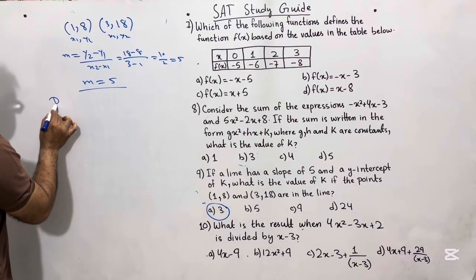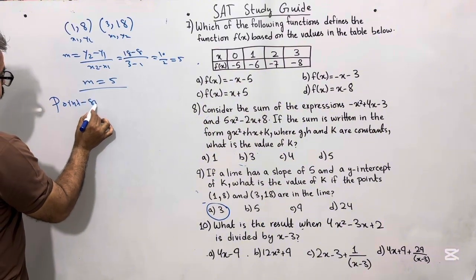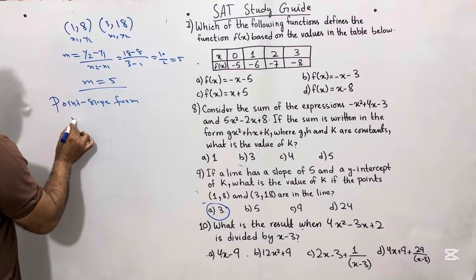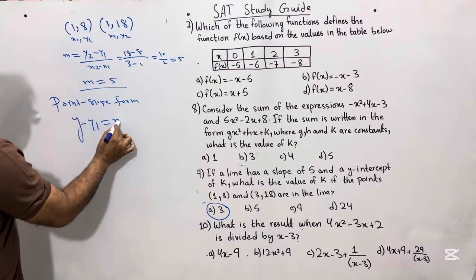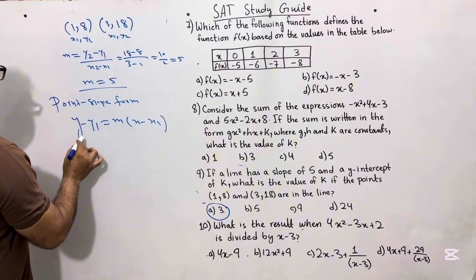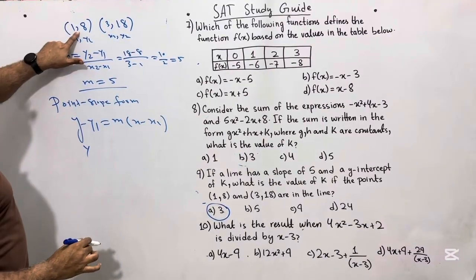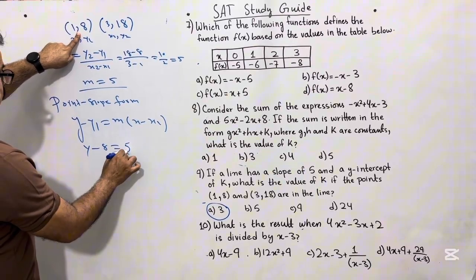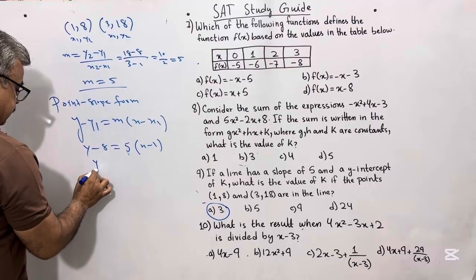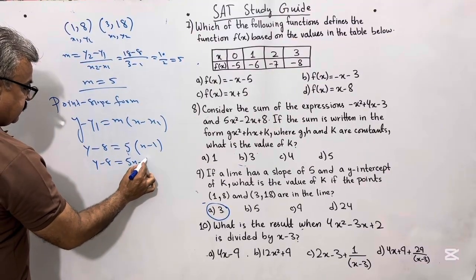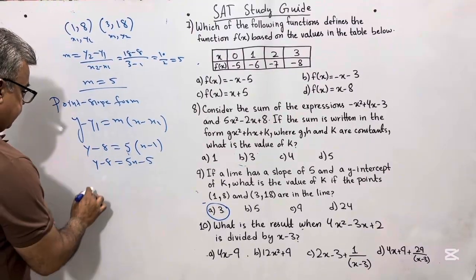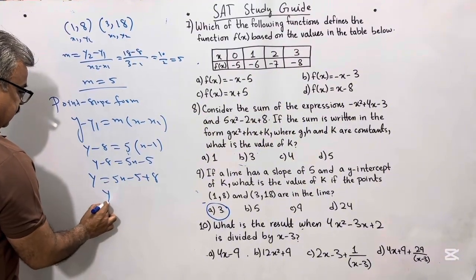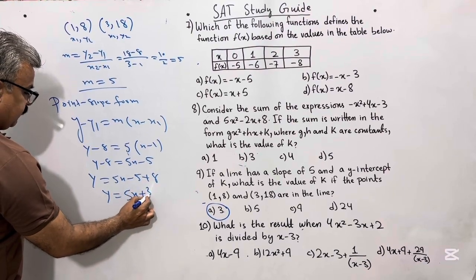Even if we adopt a different strategy, utilizing the point-slope form, independent of y equals mx plus c: y minus y1 is equal to m times x minus x1. Taking this point, it's simple. y minus 8 is equal to 5 times x minus 1. We have y minus 8 equals 5x minus 5. Shift 8 here, it is going to be 5x minus 5 plus 8. We have y equals 5x plus 3.